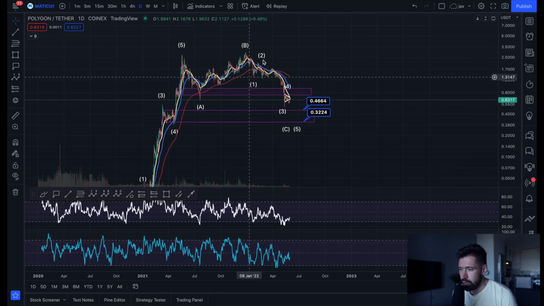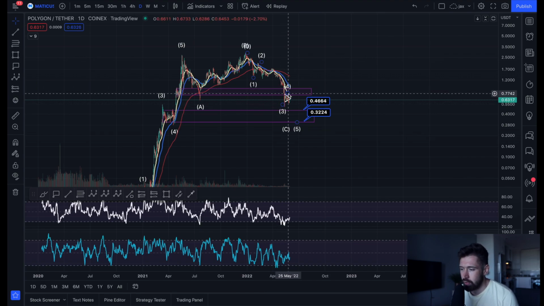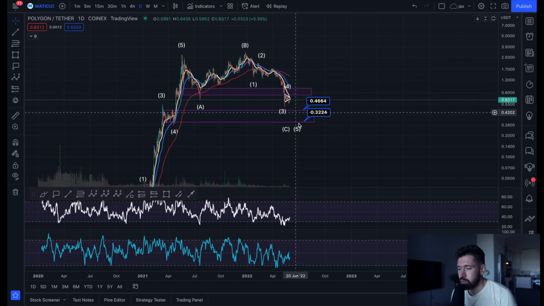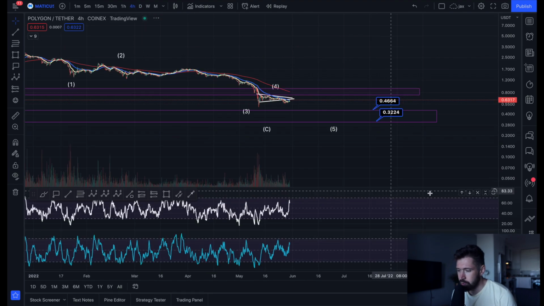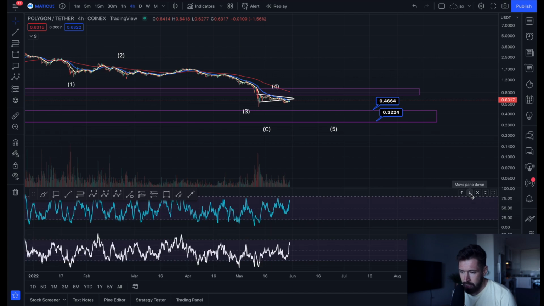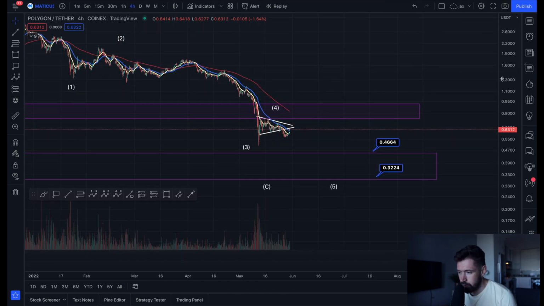So you have impulsive wave 1, corrective wave 2. I do believe this was our wave 3. We're going through that corrective wave 4, and we may just be starting wave 5. I'm going to zoom in here to tell you guys why I think we may be starting wave 5. Just going to quickly close my indicators here so it's not distracting.